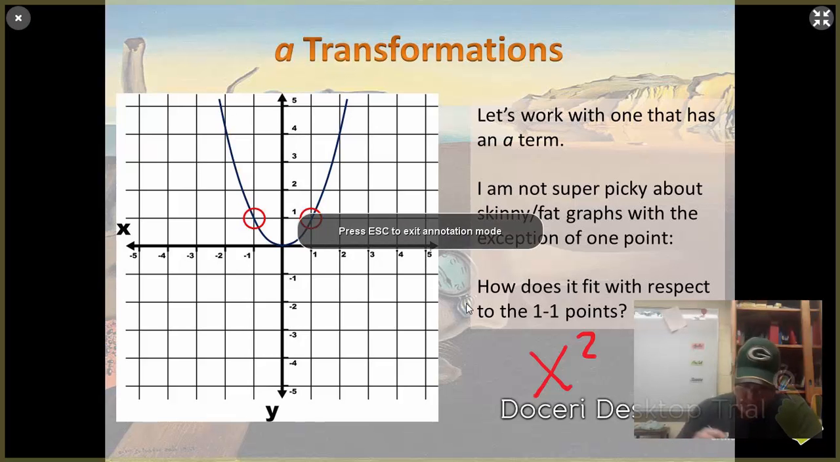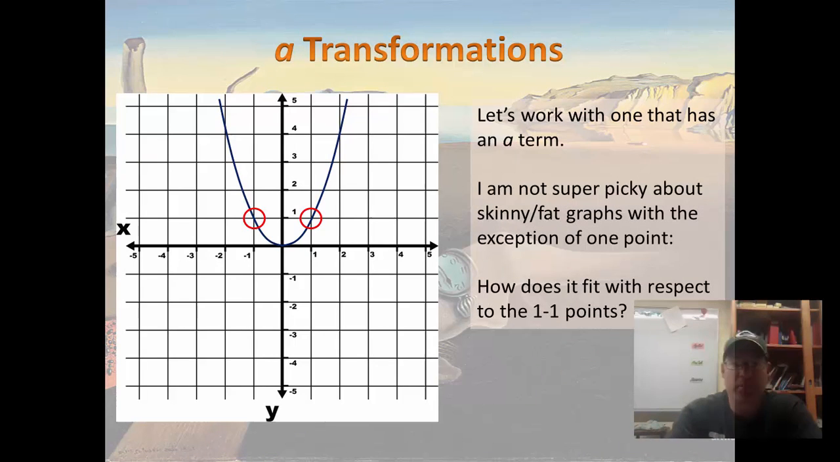The next is our x cubed graph. It also has 1, 1 points. The square root graph goes through that 1, 1 point. The absolute value graph goes through that 1, 1 point. And also our reciprocal functions go through the 1, 1 points. That's how we're going to determine skinny or fat. Where does it fit with respect to those 1, 1 points?